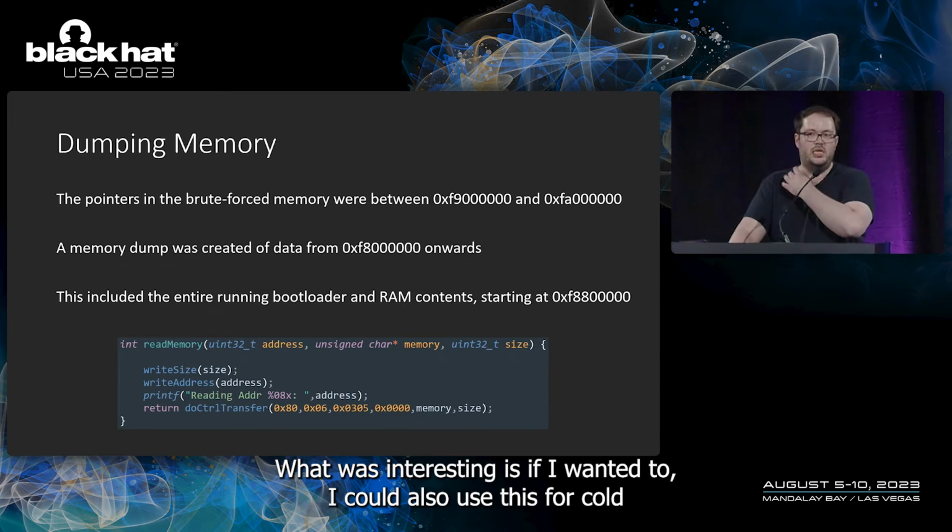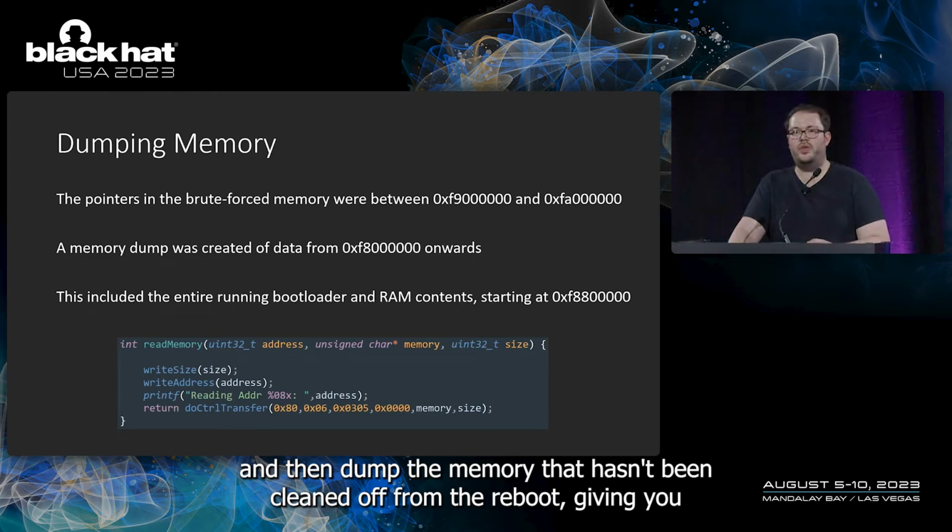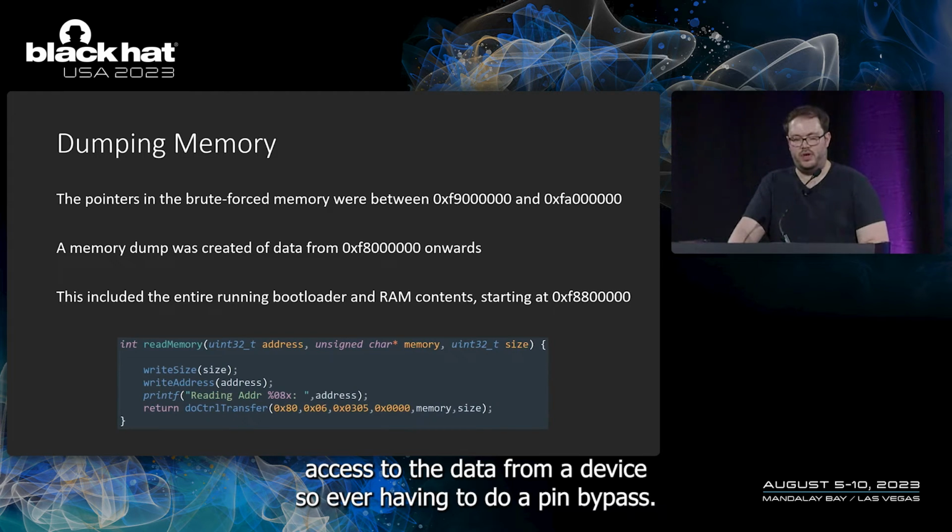What was interesting is, if I wanted to, I could also use this for a cold boot attack. This is an attack where you reboot a phone and then dump the memory that hasn't been cleaned off from the reboot, giving you access to the data on the device without ever having to do a pin bypass and that sort of thing.